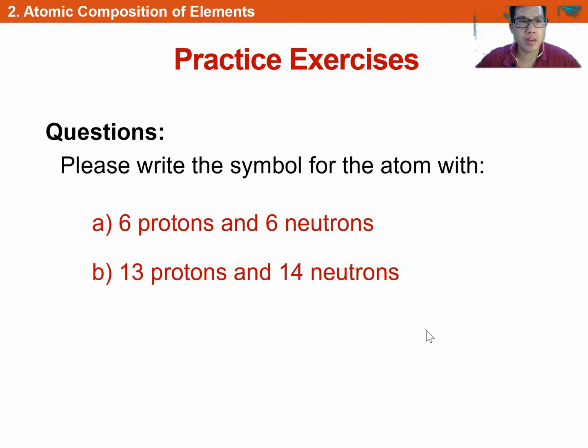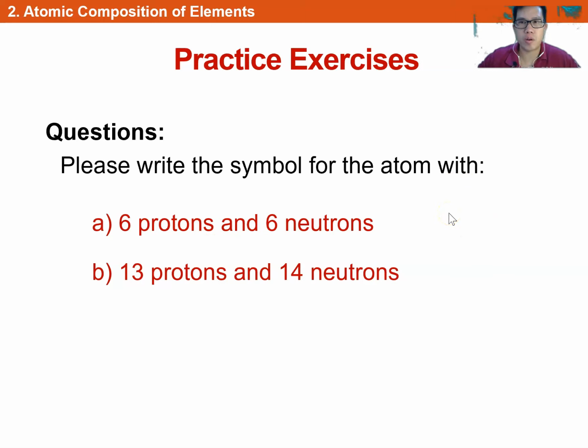Okay, please write the symbol for the atoms with 6 protons and 6 neutrons, and 13 protons and 14 neutrons. If you're looking at this kind of question, first find out what is the symbol, what is the element with 6 protons. Once you have that ready, then you write the symbol. The bottom here is the number of protons, and the top part is the total number. In this case, it is 12.